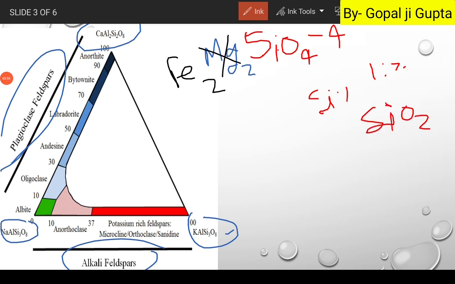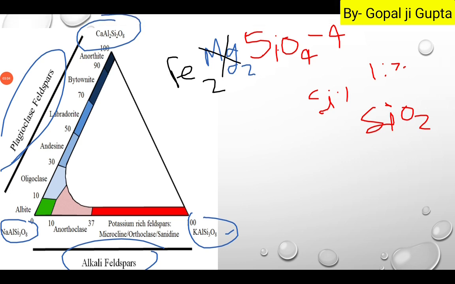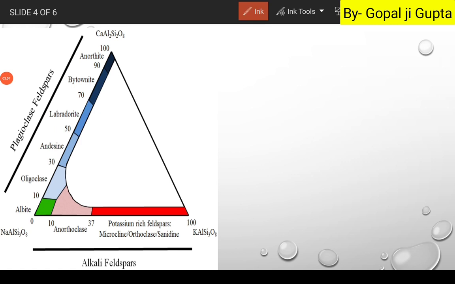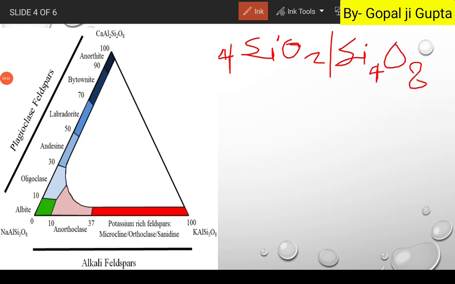Okay, now this SiO2 will lead to the formation of orthoclase. Now how, we are seeing in the further slide. So as of now we have reached SiO2 as a chemical entity. Now if we have 4 units of SiO2, then what will it look like? Either we can write it as 4SiO2 or we can write it as Si4O8.